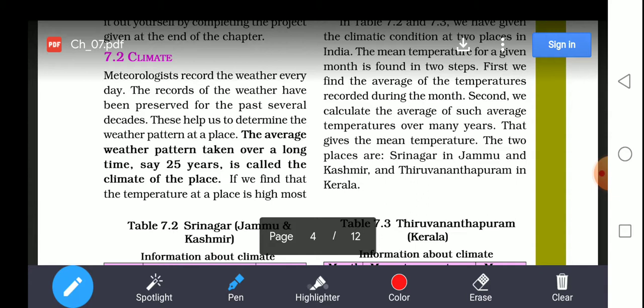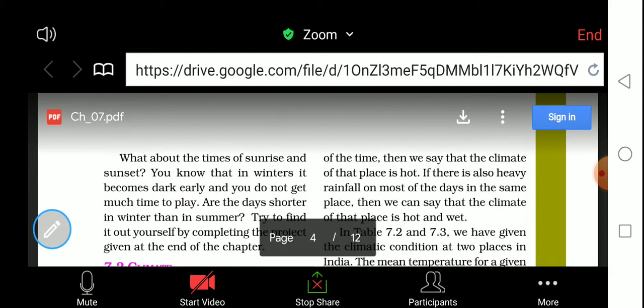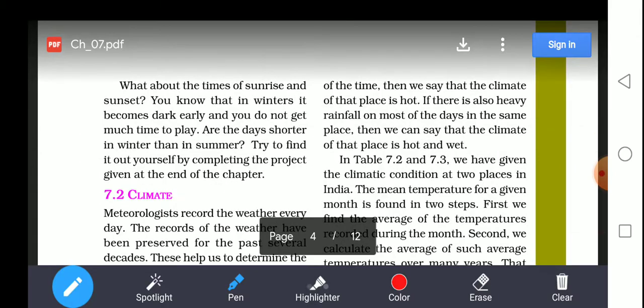For example, if you go to Rajasthan, most of the time the temperature is high. In that place, we can say the climate is hot. If you go to the northeast region, most of the time it rains, so we can say those areas have a wet climate. If there is also heavy rainfall on most days in the same place, then we can say the climate of that place is hot and wet.